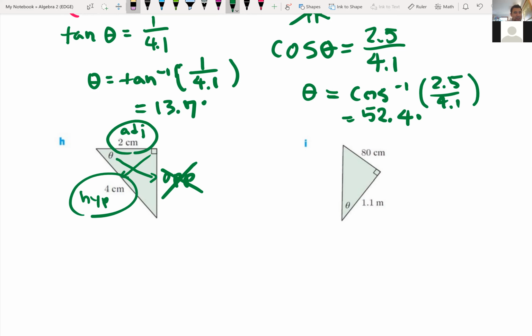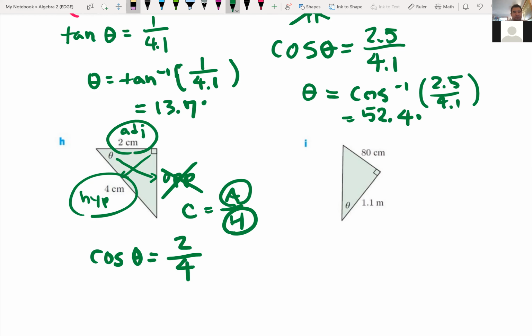And which one is it? Are you able to identify that? It's CAH, isn't it? Adjacent and hypotenuse. So cosine of theta equals 2 over 4.